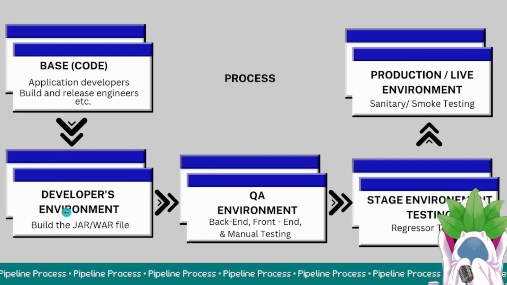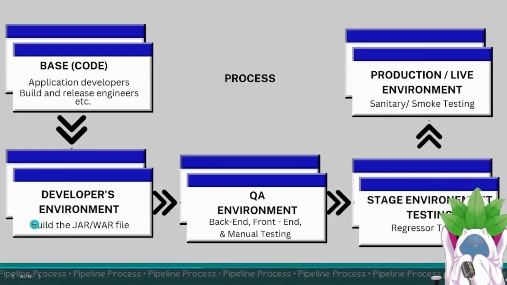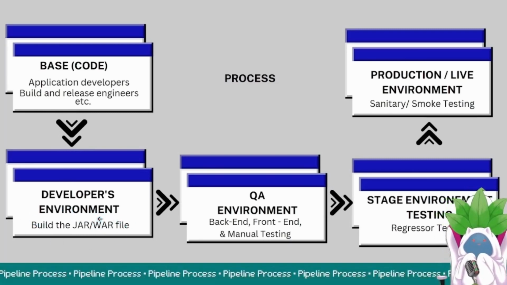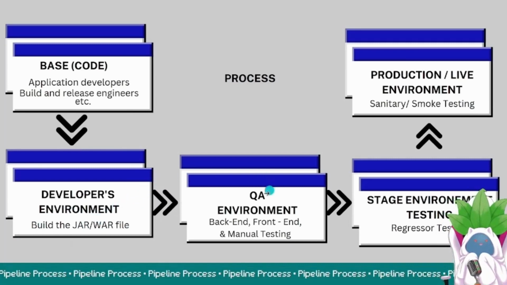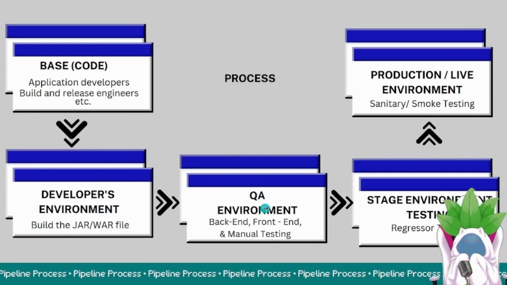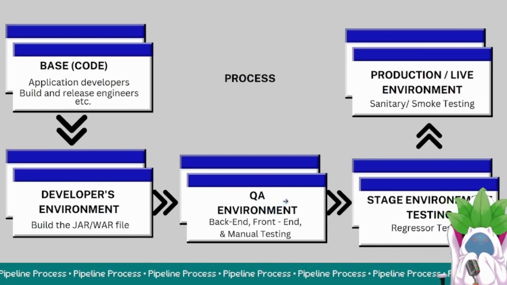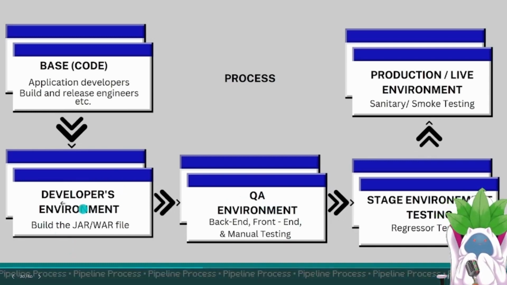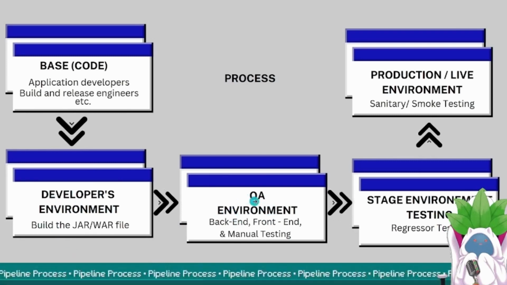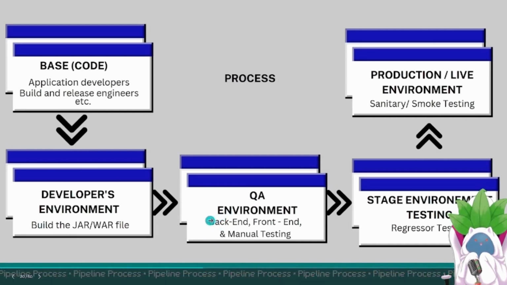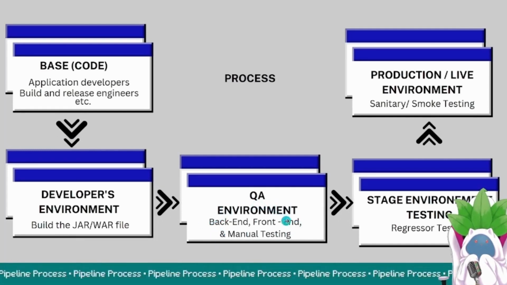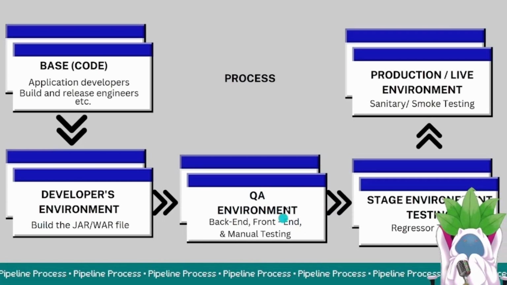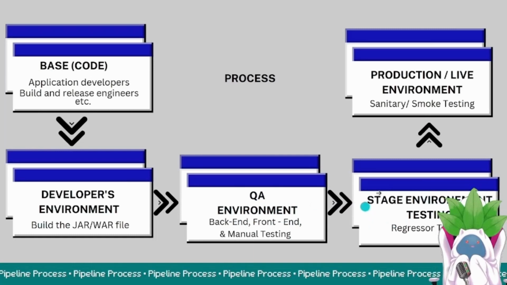After they build the files of that feature, the ordering system feature, it will be forwarded into the quality assurance environment or the QA environment. So they have already built it. Here, the back-end, the front-end, and manual testing are tested right away. If okay now without errors, the ordering system feature will be forwarded into stage environment testing.